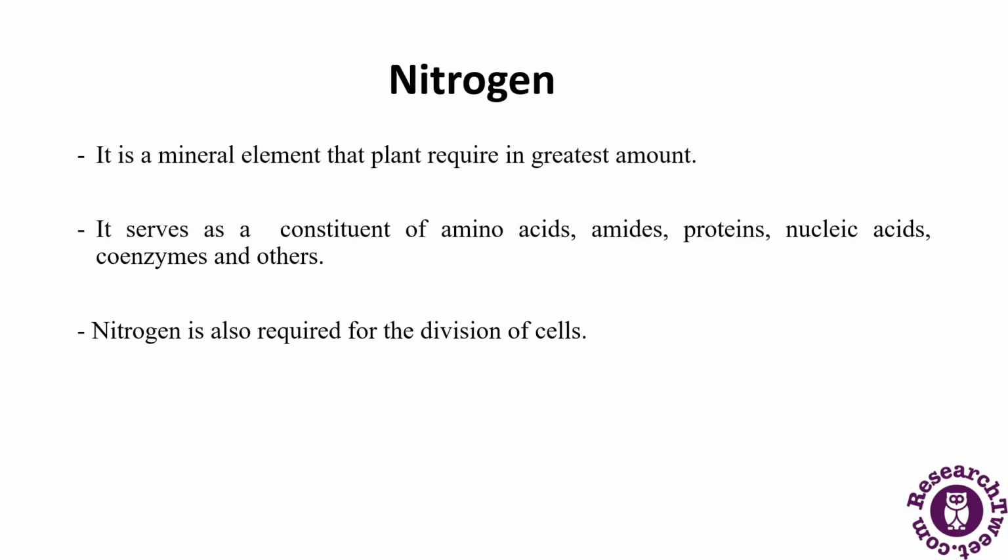So first is nitrogen. It is a mineral element that is required in the greatest amount, and it is present in the greatest amount in the plants. It serves as a constituent of amino acids, amides, proteins, nucleic acids, coenzymes, and others. Nitrogen is also required for the division of the cell. It is present in such an abundant quantity, and it is responsible for the growth and development of the plants. So this is a macronutrient.